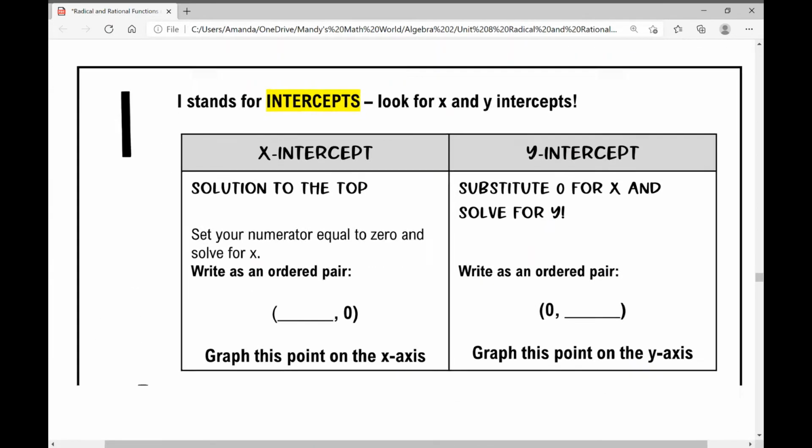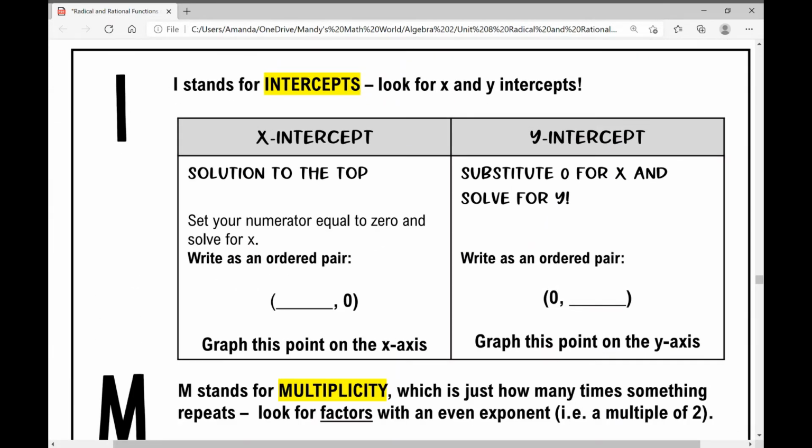So the next letter is I. What does I stand for? It stands for intercepts. So we're going to look for x and y intercepts. Remember, this is just where your function crosses each of those axes. So the x-intercept is going to be the solution to the top. Remember, the x-intercept is when y is 0. So if I were to plug in, let's say I have y equals numerator over denominator, if I were to plug in 0 for y, that would look like this.